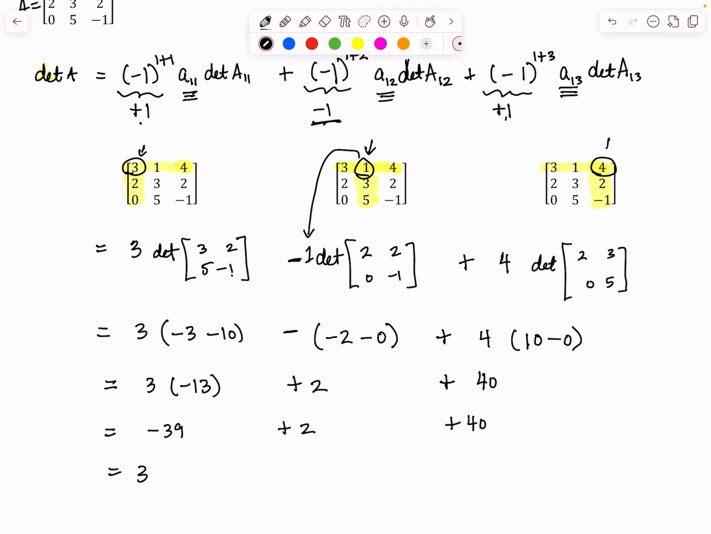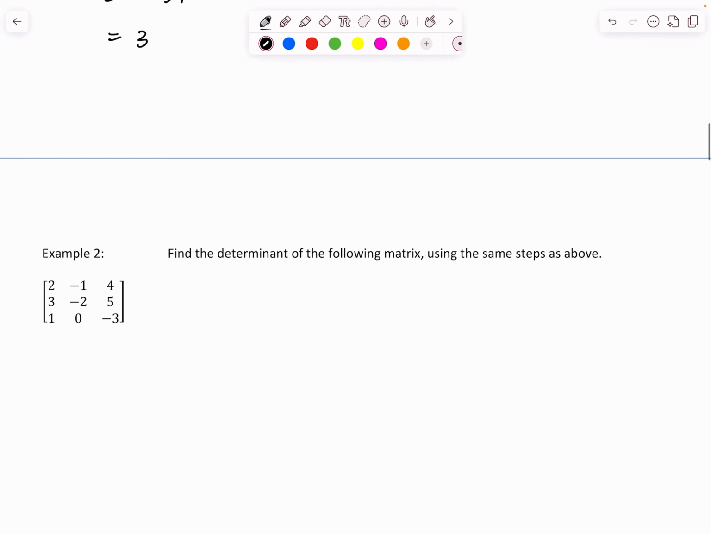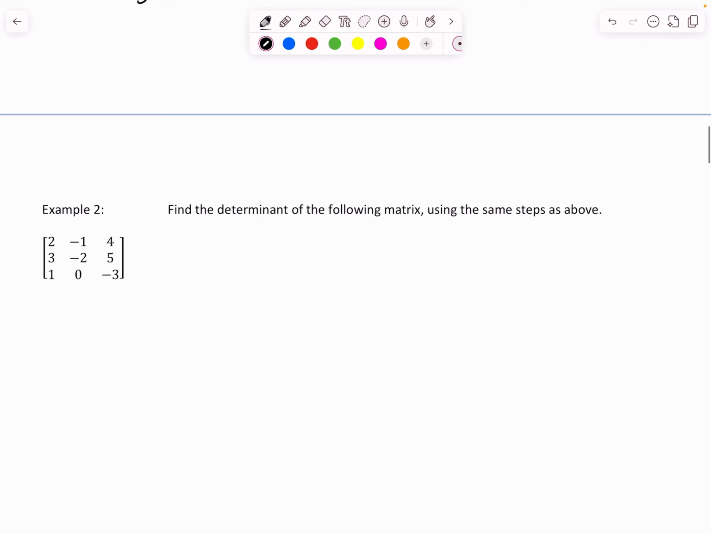So let me do one more example. This time I'm just going to pay attention to the sign pattern, which is going to be plus 1, minus 1, plus 1. So plus, minus, plus. And I'm going to be using these entries. So I'm going to have a plus 2 times the determinant of the submatrix I get, minus 2, 5, 0, minus 3.